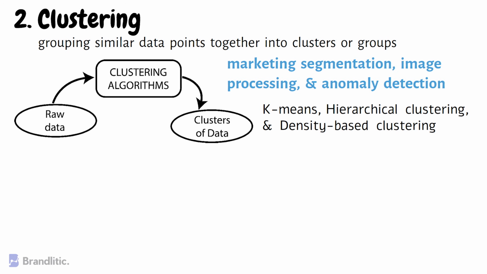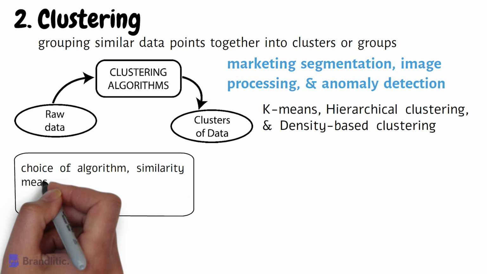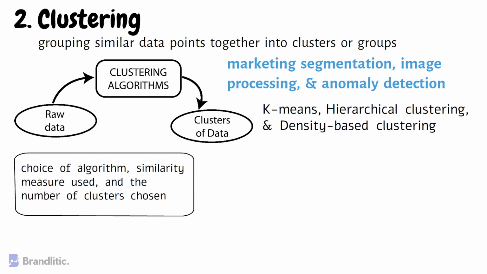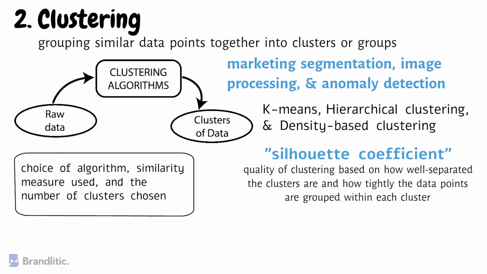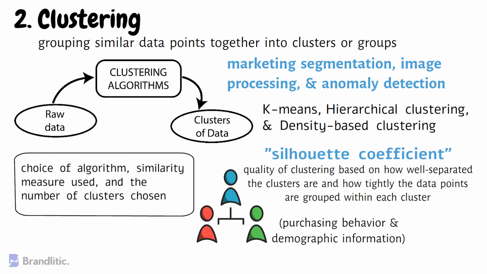The quality of clustering depends on several factors, including the choice of algorithm, the similarity measure used, and the number of clusters chosen. One common evaluation metric for clustering is the silhouette coefficient, which measures the quality of clustering based on how well separated the clusters are and how tightly the data points are grouped within each cluster. For example, a retailer can use clustering to group customers based on their purchasing behavior and demographic information to create targeted marketing campaigns.